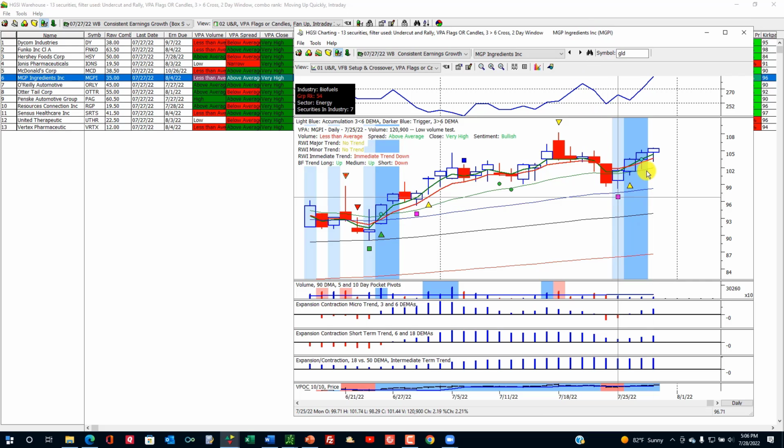By the way, this is a really great signal here. This is why I set up that scan for intraday. If you get the low volume test and the follow through and it's crossing through the 3 and the 6, that is an excellent signal.